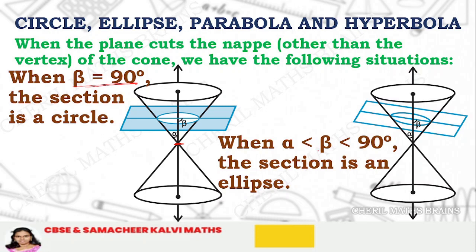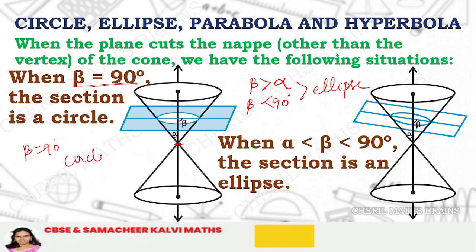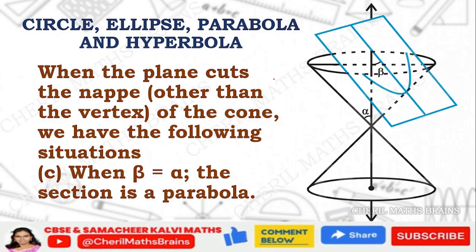When the angle beta is greater than alpha but less than 90 degrees, then we can say that this section is going to be an ellipse. So beta is greater than alpha and also less than 90 degrees. In that case, you are going to get an ellipse. When beta is equal to 90 degrees, you are going to get a circle.